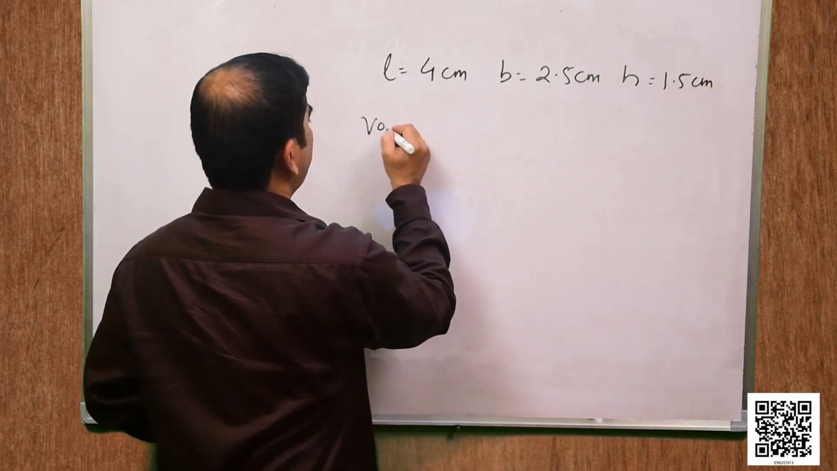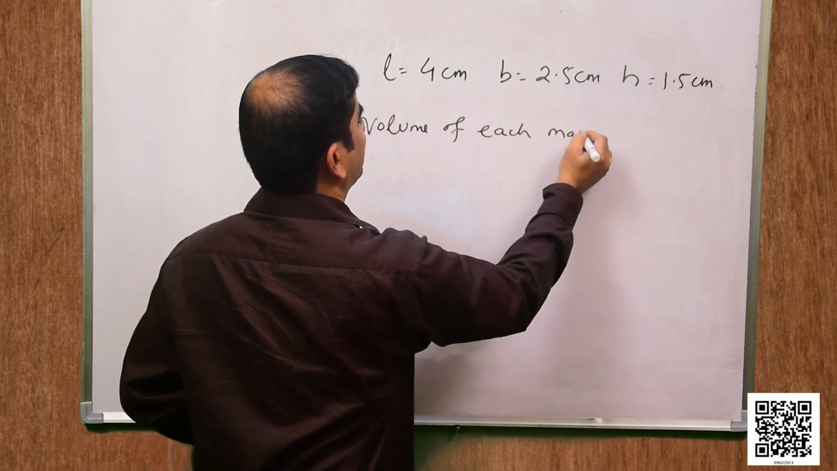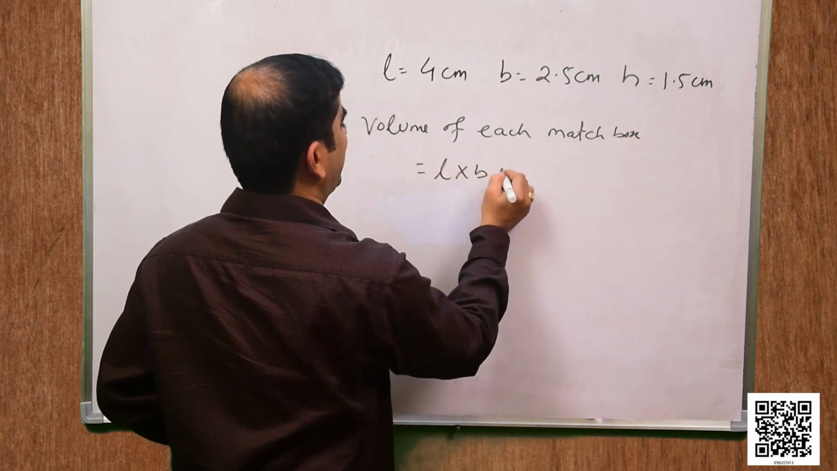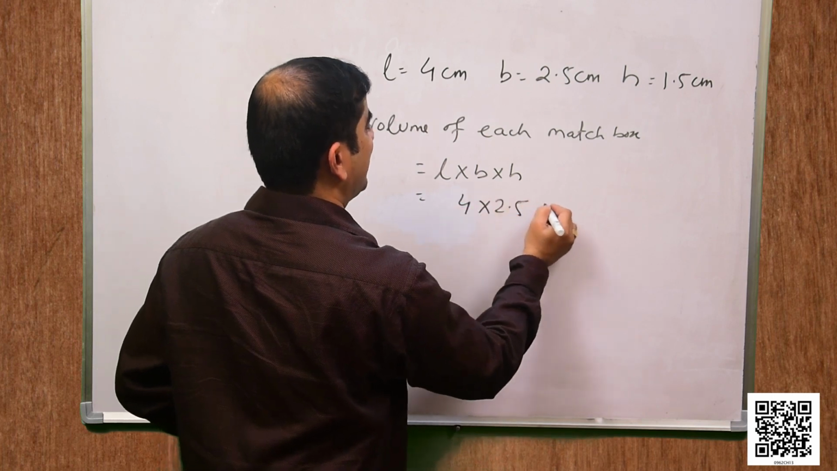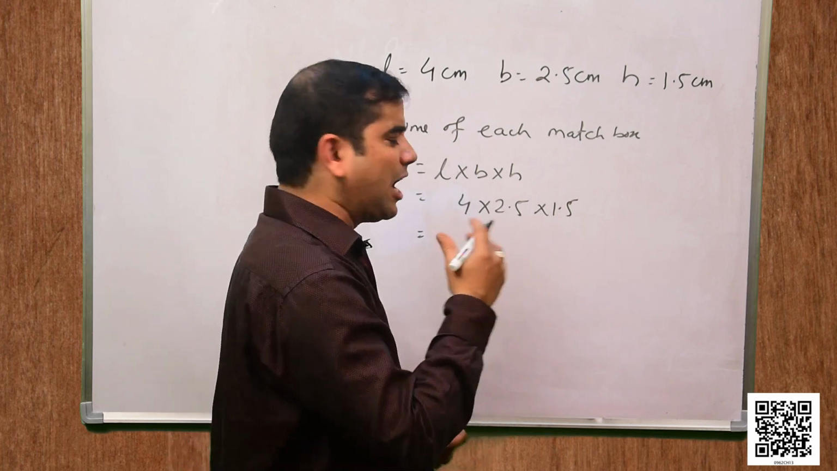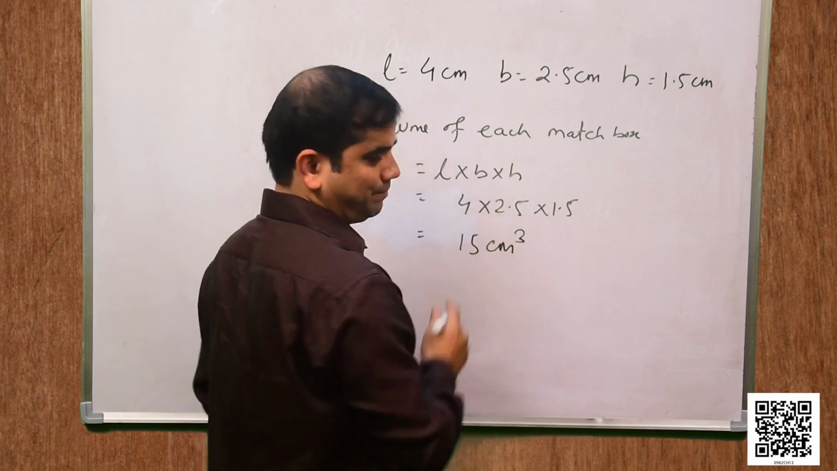So, volume of each matchbox is equal to length into breadth into height, that is 4 into 2.5 into 1.5, and when we do the calculation it will be 15 centimeter cube.